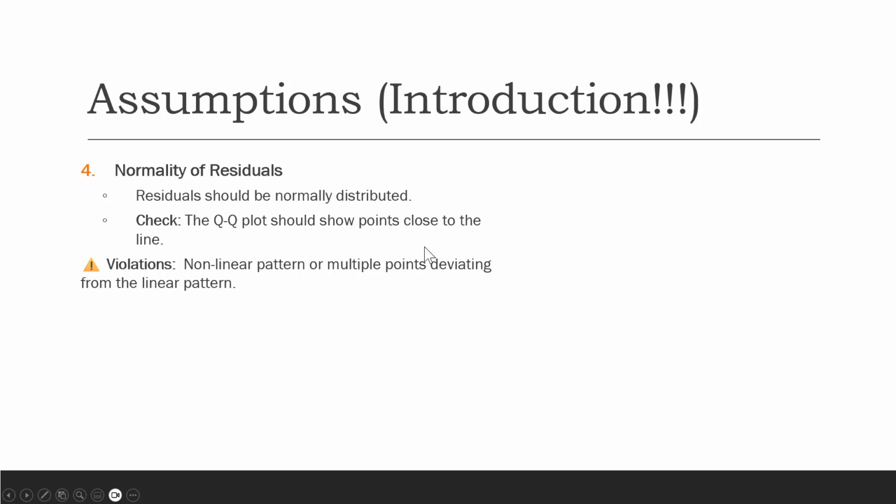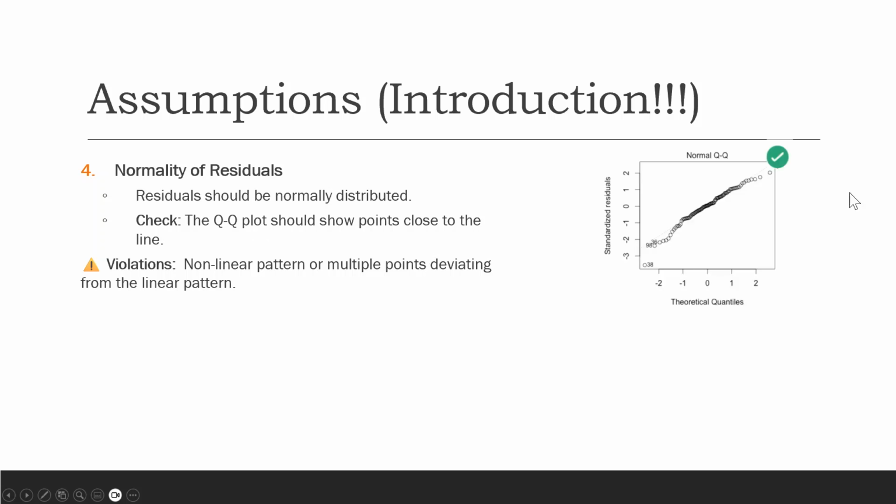So an example of satisfying that assumption is something like this. Notice we may have some veering off, right? Like this single point out of all of these other points. This point is relatively far off from the line in comparison to all of the other points. But this is still evidence that we have satisfied this normality assumption, all right?